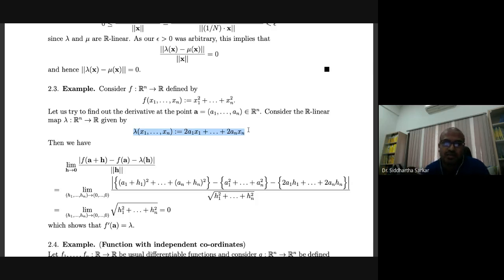First of all, you need to immediately see, which is almost more or less clear from this expression, that this function actually is a linear map. You can easily check this.